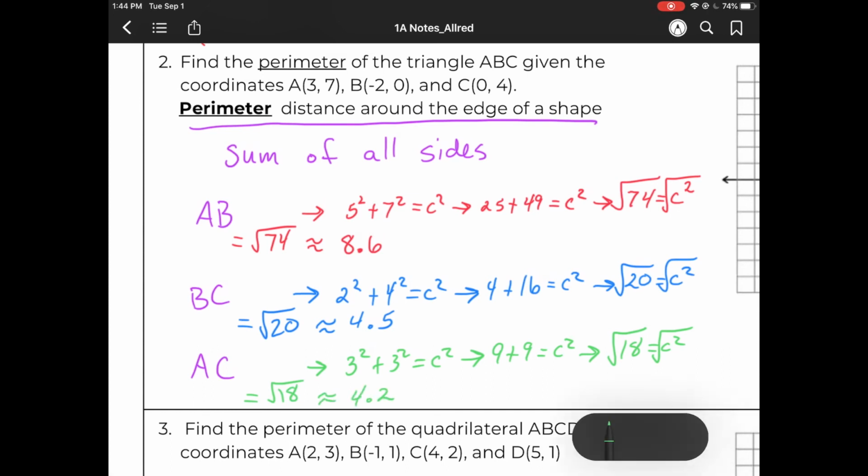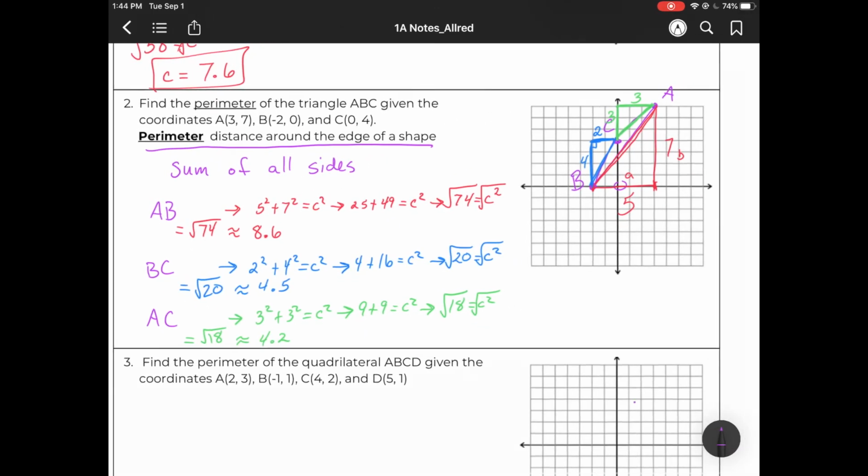But again, the problem asks you to find the perimeter. So the perimeter is the sum of those. So I'm going to take 8.6 and add 4.5 and add 4.2, again using my calculator. That gives me about 17.3 for the perimeter of the triangle.